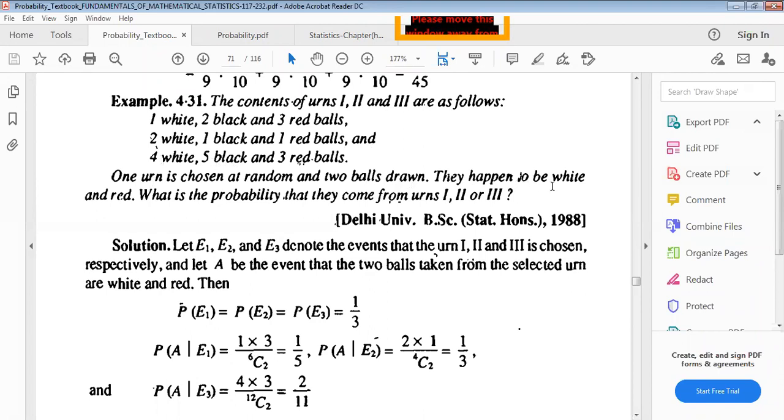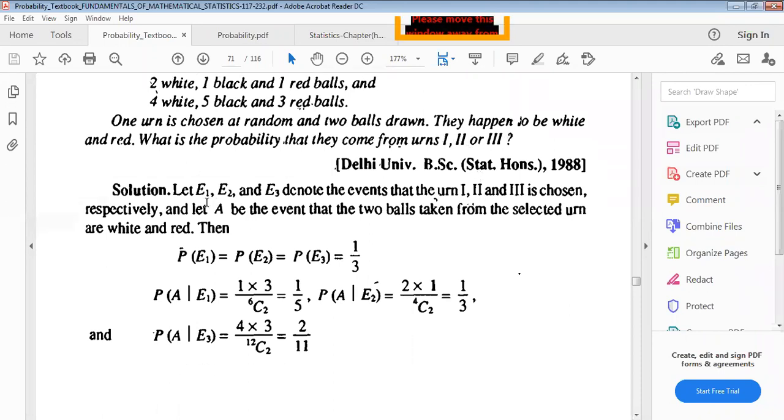They happen to be white and red. Two balls are drawn, and one is white and the other is red. What is the probability that they come from urn 1, 2, or 3? We have to find out these 3 results: whether it comes from urn 1 or 2 or 3.